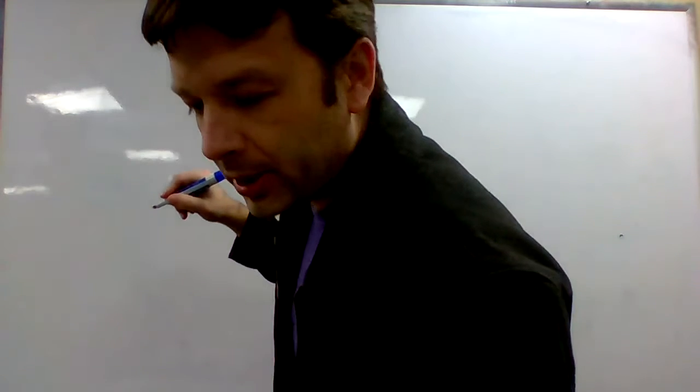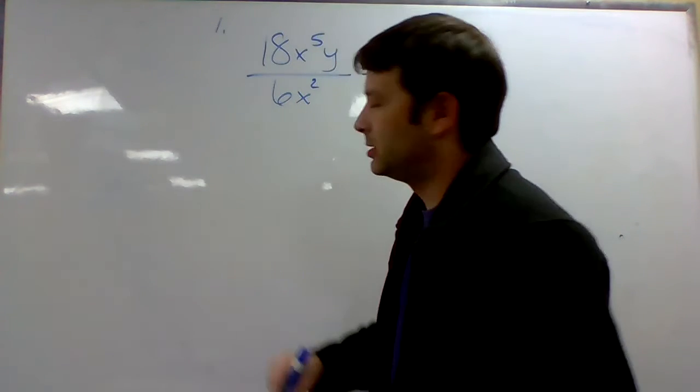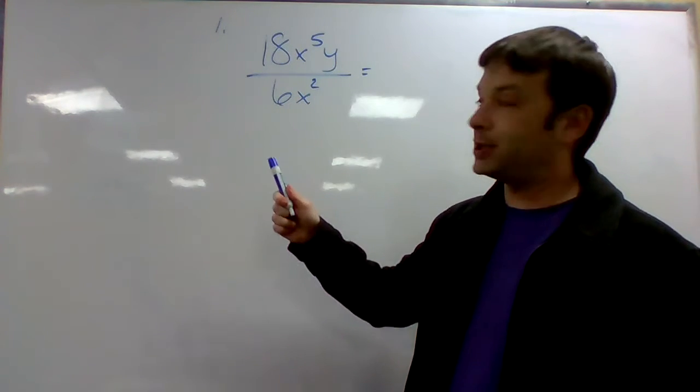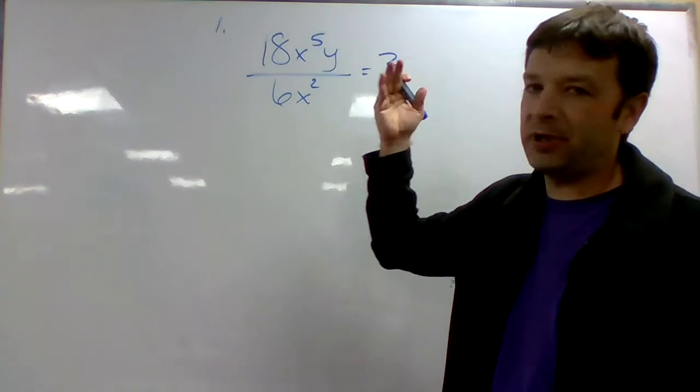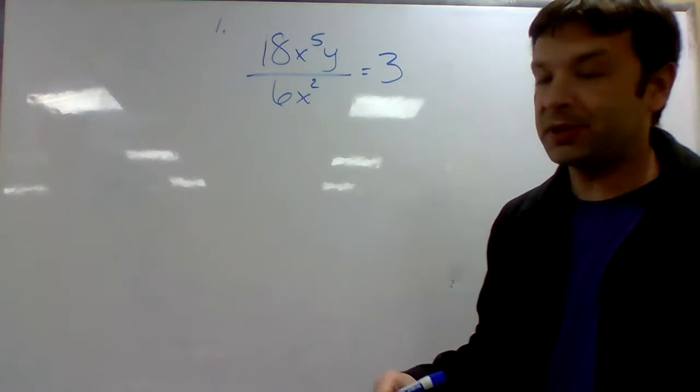What was it? X squared. Okay, so the normal numbers, you're going to do normal division. What's 18 divided by 6? Okay, if you don't know, you can plug it in your calculator. 18 divided by 6 is 3.